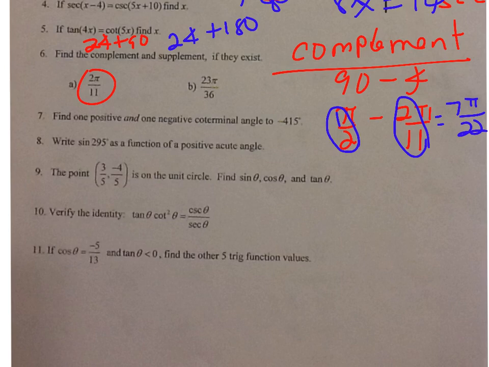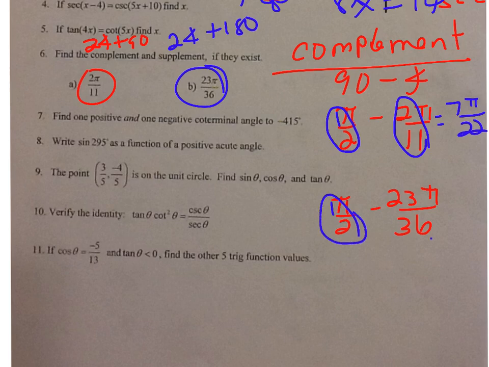So let's see, before we go to supplement for this angle, let's do the complement of this guy here. So the complement would be pi over 2 minus 23 pi over 36. All right, so remember this is 1/2, so it's 1/2 minus 23 over 36. So this unfortunately comes out to be a negative. It comes out to be negative 5 over 36. So it's negative 5 pi over 36. You can't have a negative angle, so therefore there is no complement here. So it does not exist.